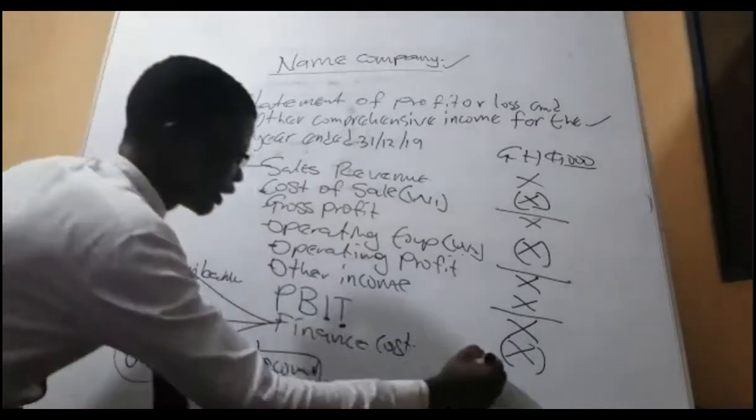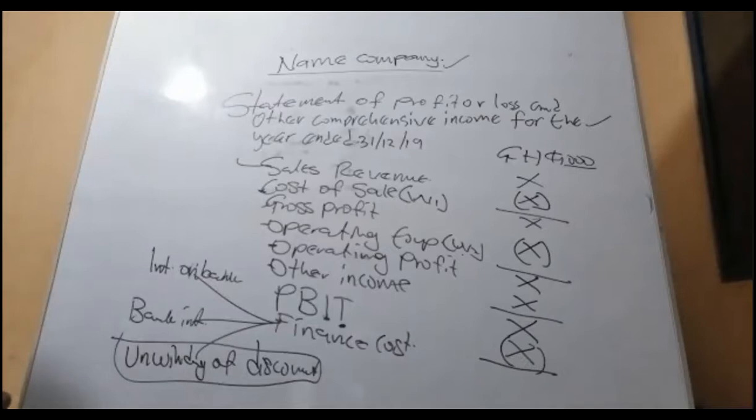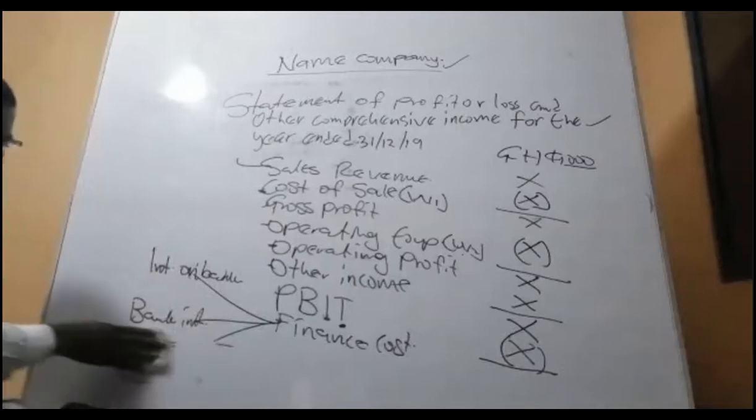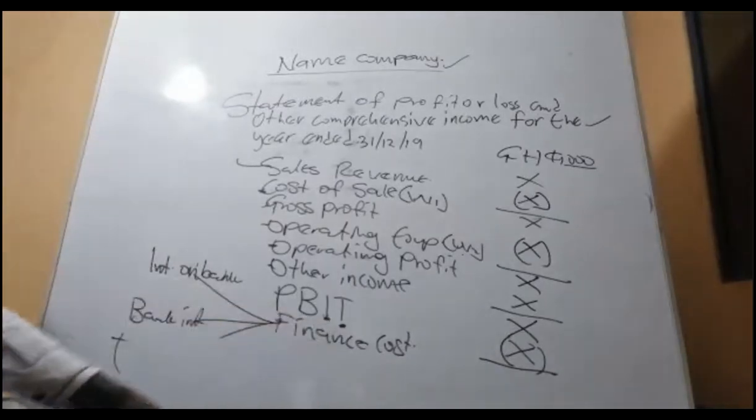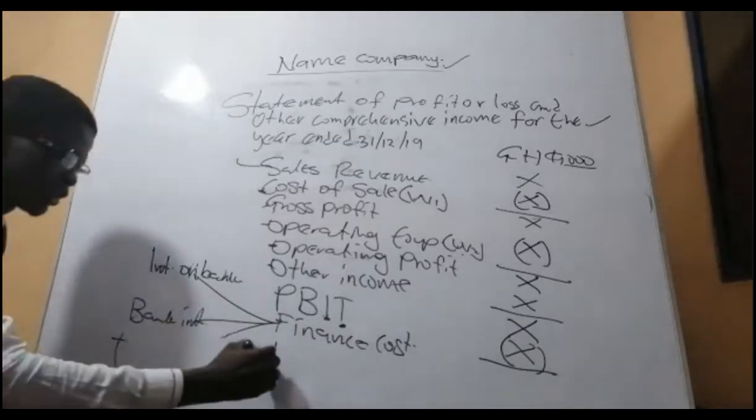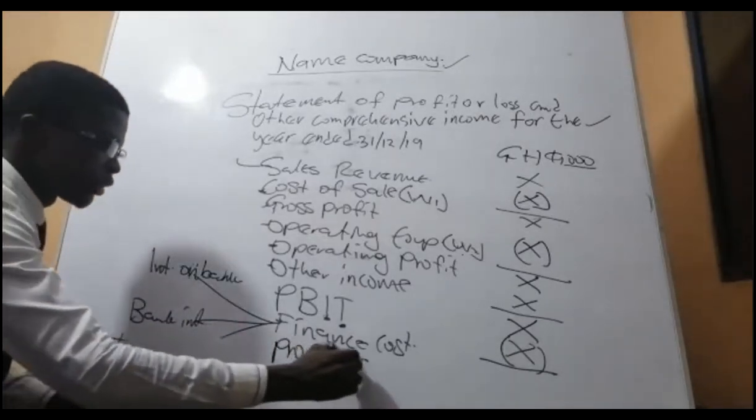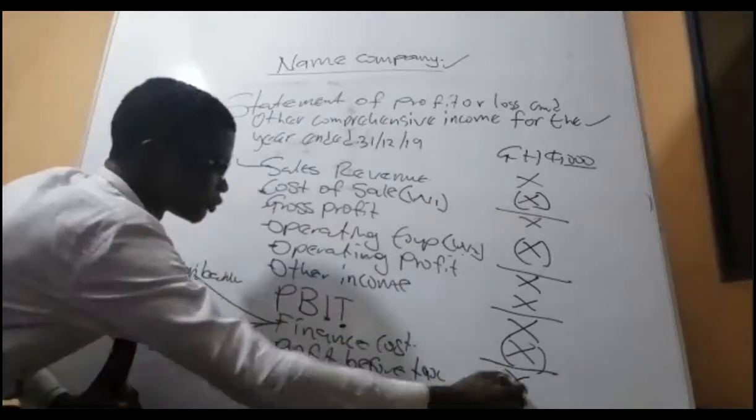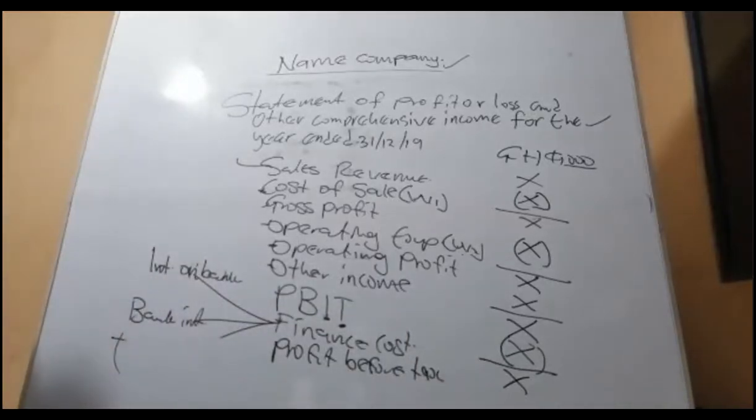Good. What will be the next profit? Who can tell me the next profit? If we've taken the finance cost or the interest from this profit, then that profit is before what? Before tax goes. So this is called profit before tax. Profit before tax. So how do we get it? Profit before tax.